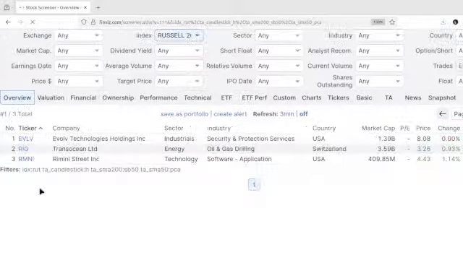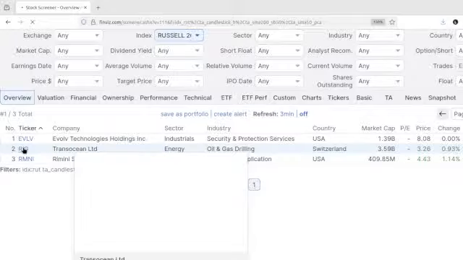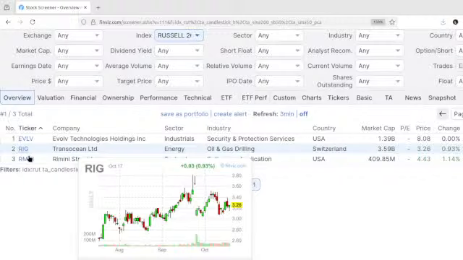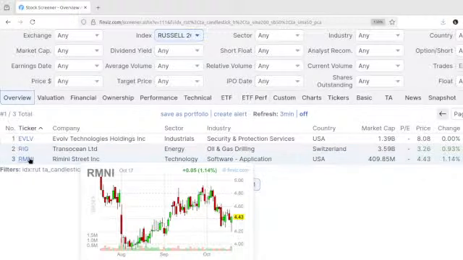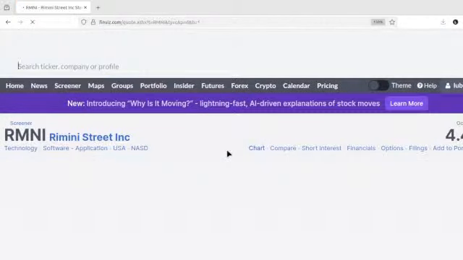So this is another example. We have oil and gas here. Okay, we have Rimini Street Inc. And these are actually affordable prices. You can see they are $4 and they're more affordable. Russell 2000 has more affordable prices.